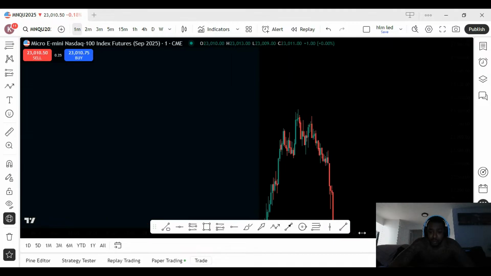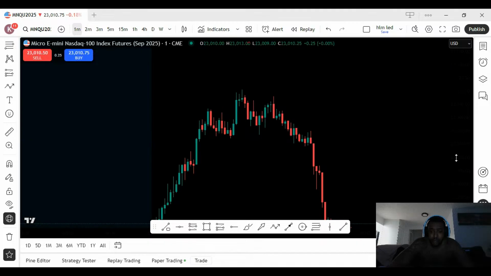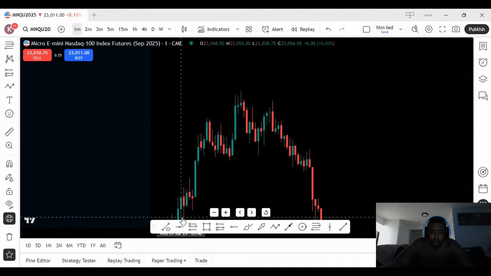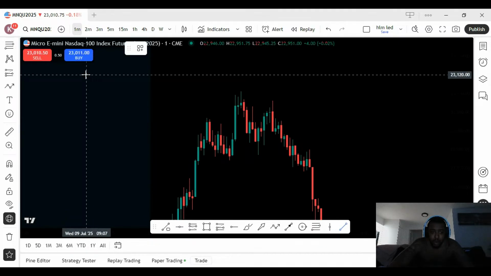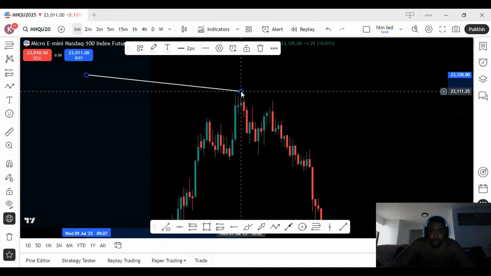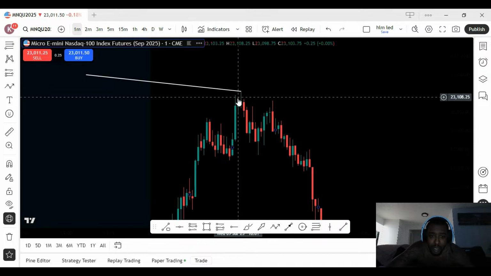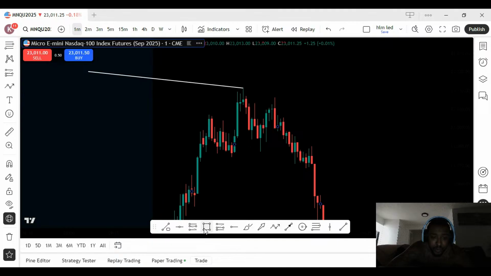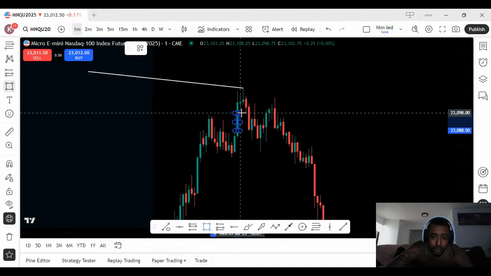I actually caught the top. So this is the play I caught. We did a sweep on liquidity up here. I'm sorry, it was an SMT. This is the high I was looking at. It swept the high, an SMT with ES and NQ. I was looking for an inverse fair value gap to get disrespected, which was right here.